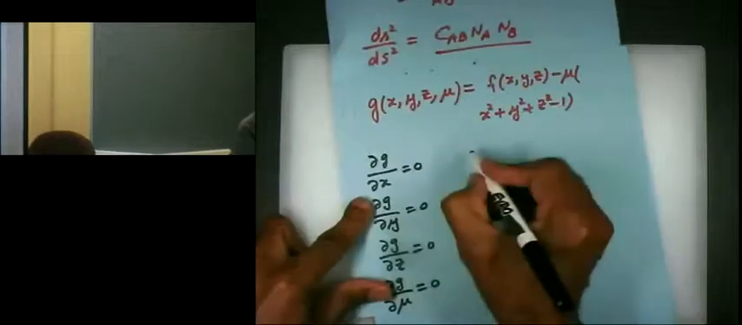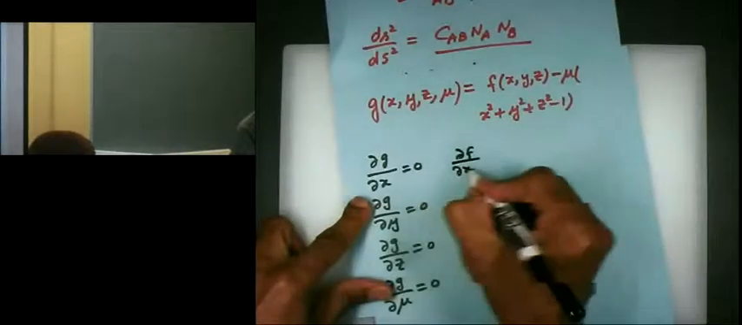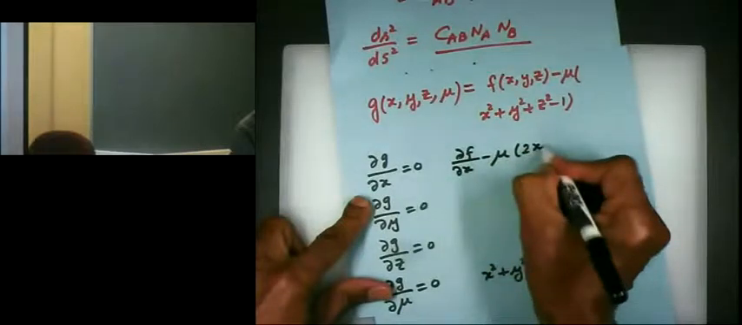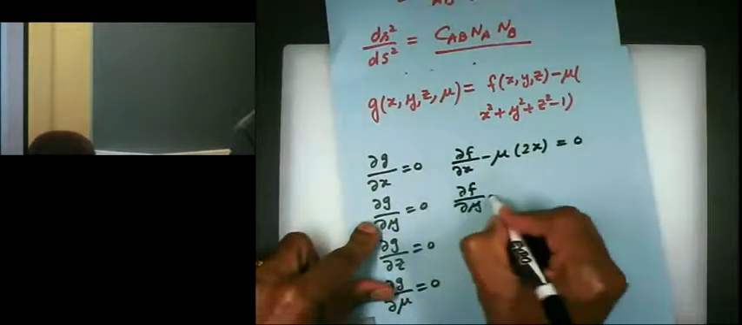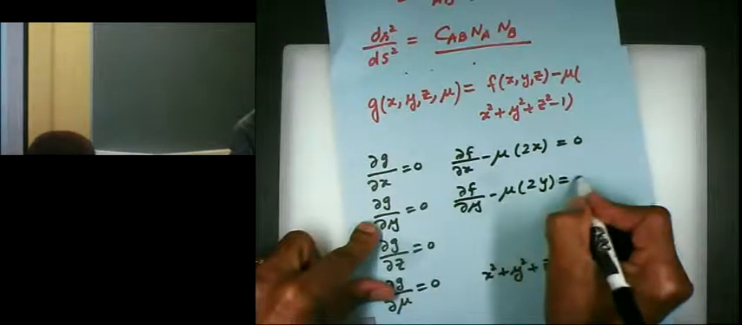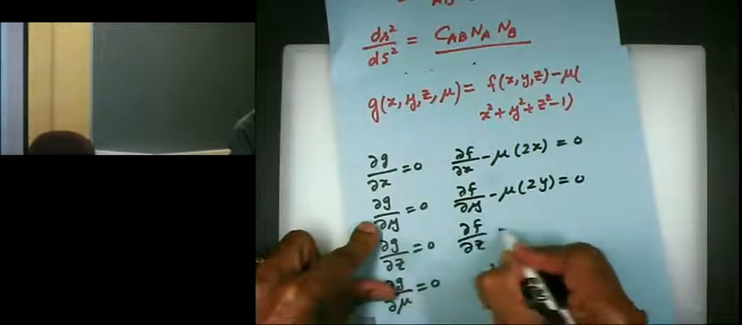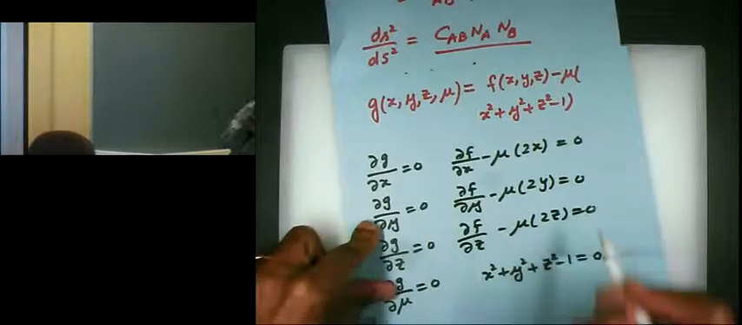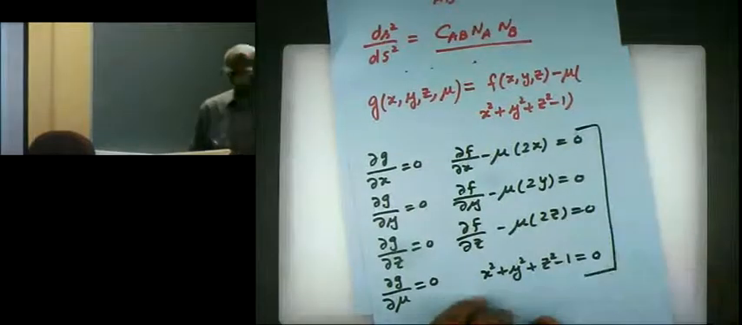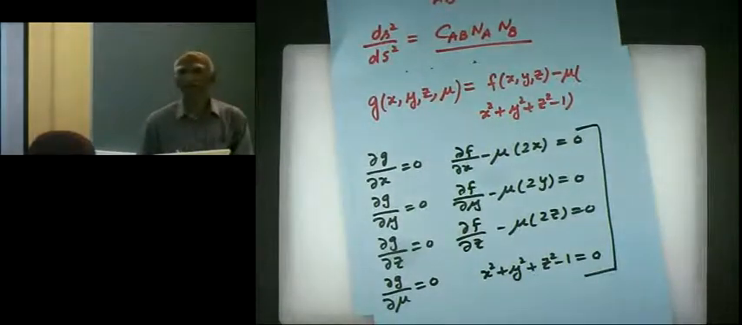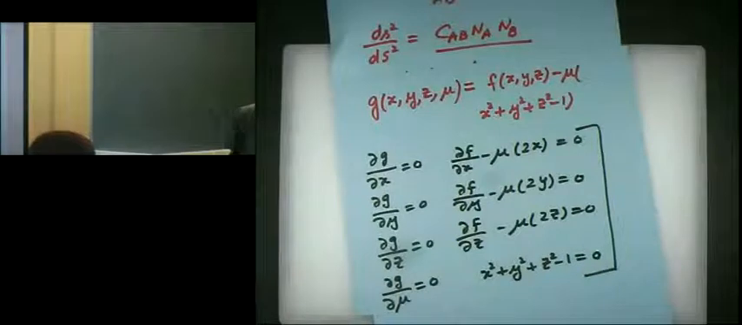However, the first three conditions are now different, because they are delta f over delta x minus mu times 2x equal to 0, delta f over delta y minus mu times 2y equal to 0, and delta f over delta z minus mu times 2z equal to 0. So we have four equations for four unknowns x, y, z, and mu. I think you have a question. Is it okay?